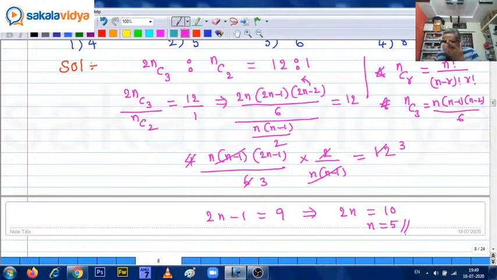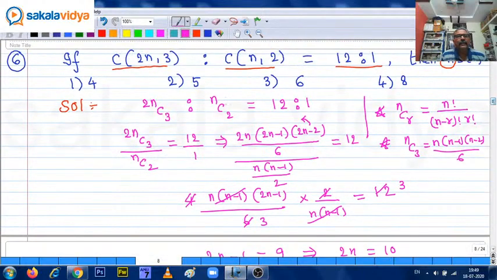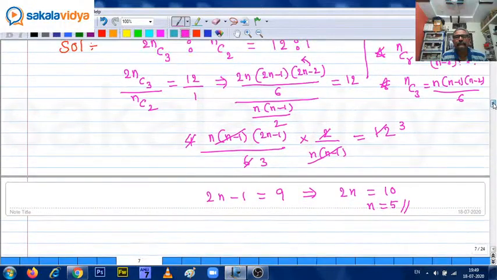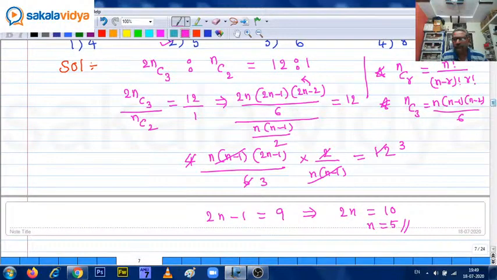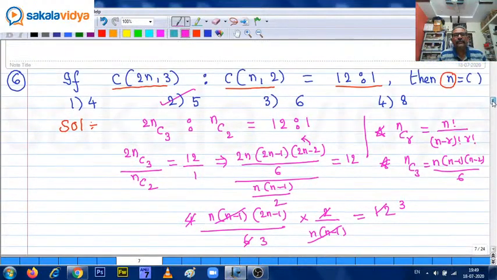n equals 5, not n equals 4. You check it now. n is equal to 5. Option 2 is the right option.